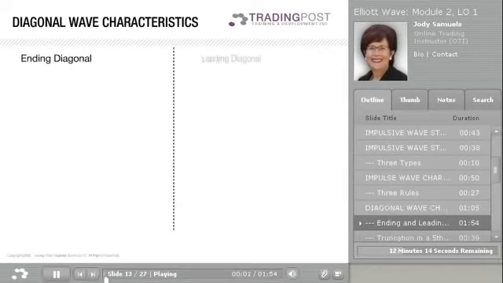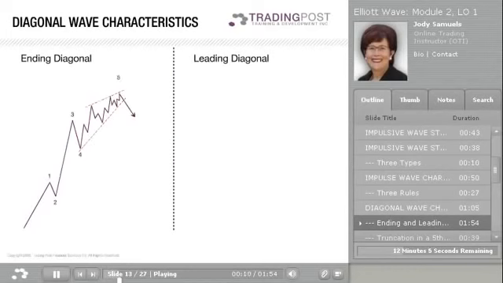Ending diagonals and leading diagonals have different characteristics and internal structures. Ending diagonals are more common than leading diagonals. The internal structure of an ending diagonal is comprised of all 3 wave or corrective patterns. That means that all of the waves of the 5th wave subdivide into 3 waves.